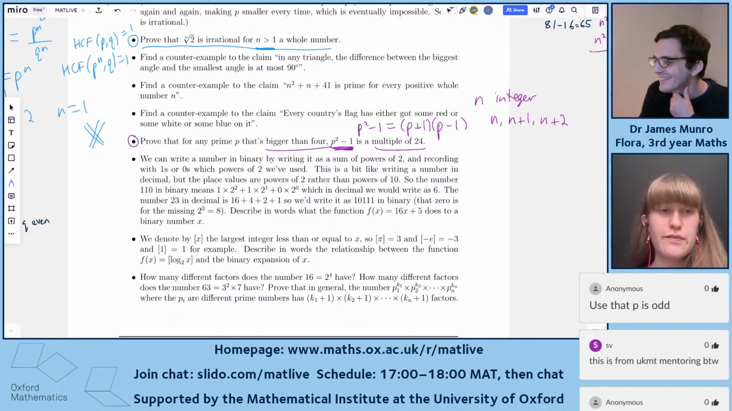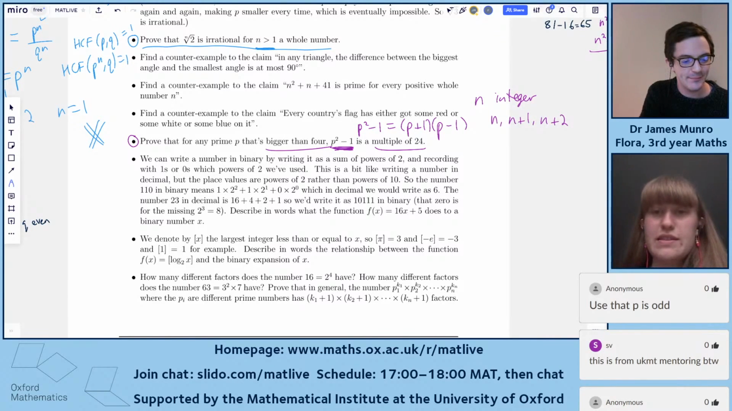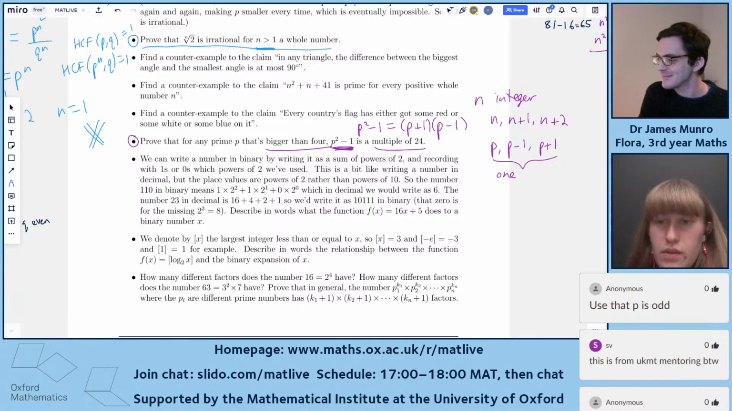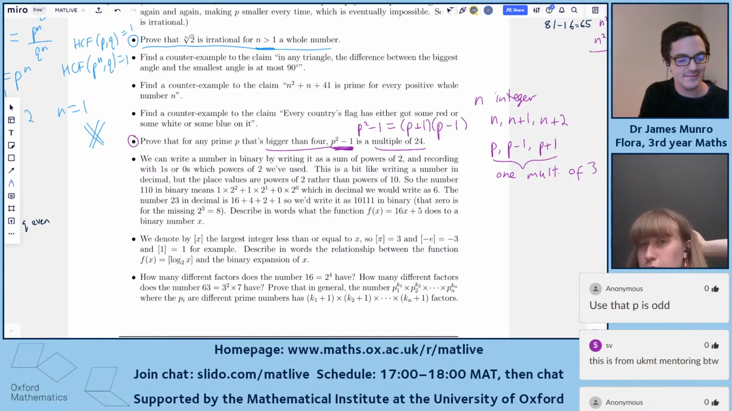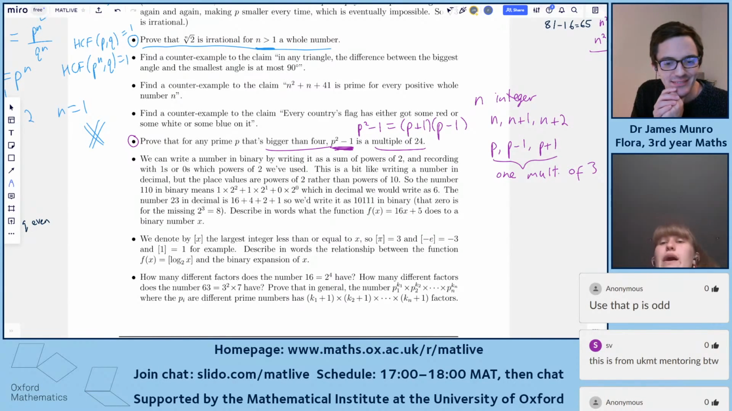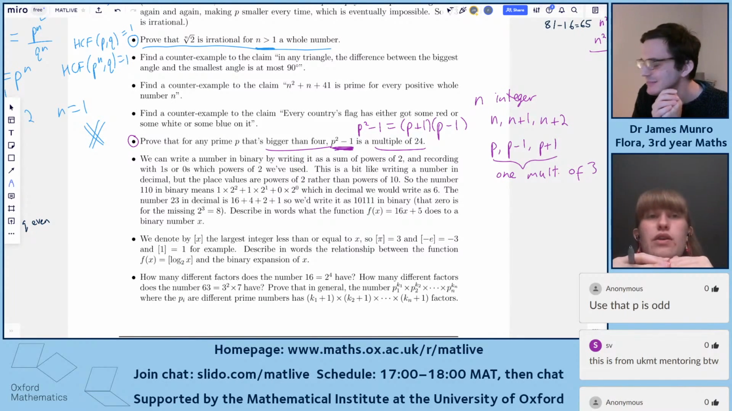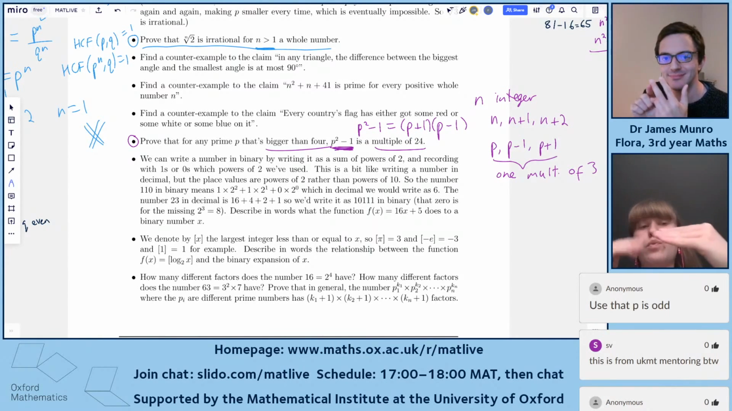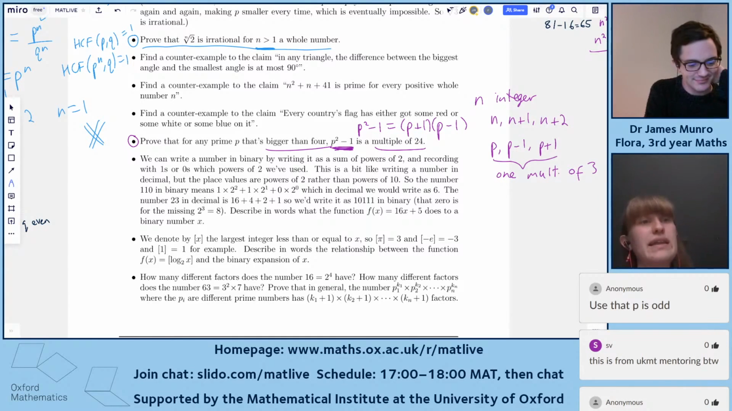Because that is my justification for why one of these numbers, p minus 1, p and p plus 1, has to be a multiple of 3. Basically, if none of them were a multiple of 3, that would be a lie, because you have to have one every 3. And these are 3 consecutive numbers: p minus 1, p, p plus 1. One of them has to be a multiple of 3, and exactly one of them.